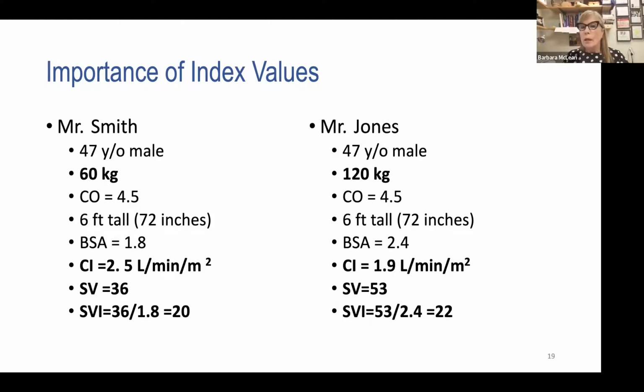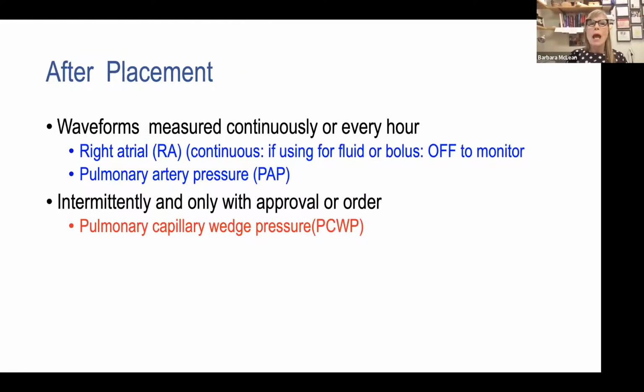So very, very important for us to appreciate indexing the values means what is the blood flow for the individual patient and their individual size. So after the PA catheter has been placed, you're going to monitor pressures continuously.